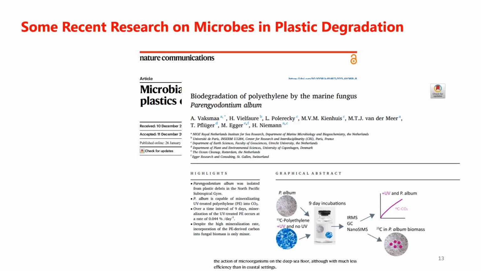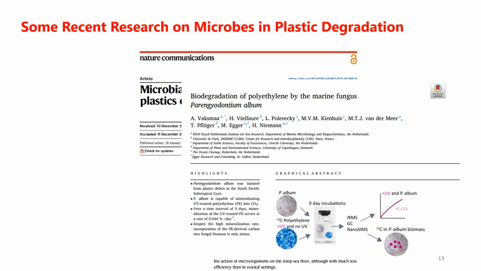Then we have this study on the biodegradation of polyethylene by the marine fungus P. album. Here you can see that P. album is put into an incubator, and in 9 days it degrades some of the plastics in this incubator. Basically, this P. album was isolated from plastic debris in the North Pacific subtropical gyre. This is one of those plastic islands that I mentioned in the beginning.